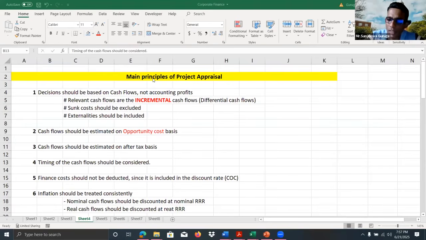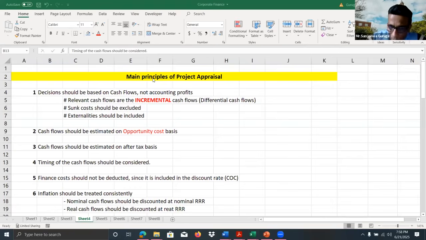Due to the introduction of the new product, there will be a change. Change means it may be an increase in revenue or decrease in cost, or decrease in revenue or increase in cost, whatever. Incremental cash flows should be considered, should be estimated, right? So therefore, externalities should be considered.